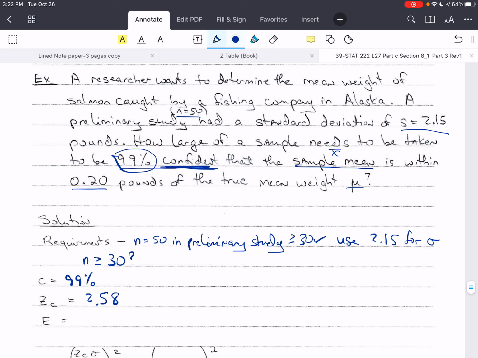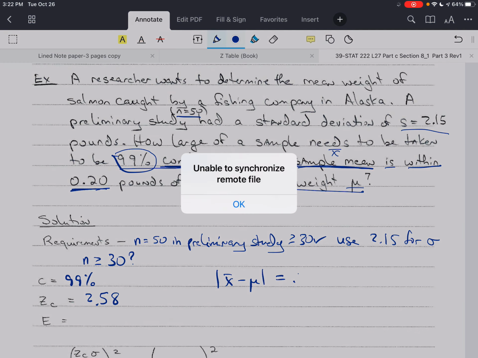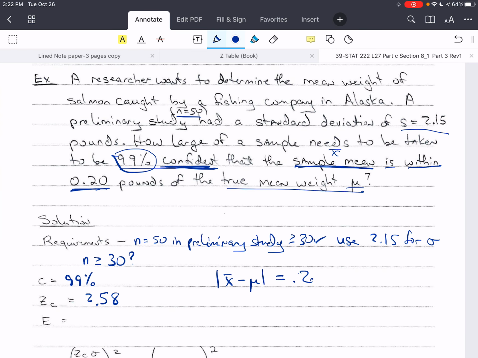Now, we need E. Remember that the definition of the margin of error was the absolute value of x bar minus mu. And in the problem, we say that the sample mean is within 0.2 of the true mean mu. So they're saying that this is equal to 0.2. So this is 0.20. Okay?